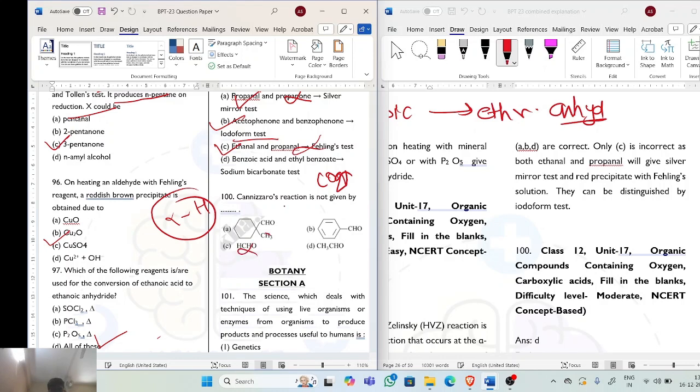This also doesn't have alpha H, this can't be our answer. Benzaldehyde, this can't be our answer. But this compound has the alpha H, hence it can't undergo it. Hence option number 4 is our correct answer.